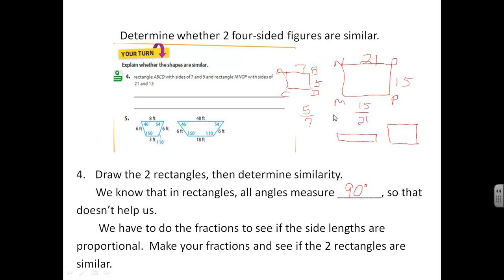What do you notice about these two? Anything? How about 5 times 3 is 15, and 7 times 3 is 21? Or if we simplified it, we could divide both of these by 3, and we would get 5/7. So when they simplify to the same thing, or you've got that scale factor you can multiply by, that means that your rectangles are similar. So these two are similar.